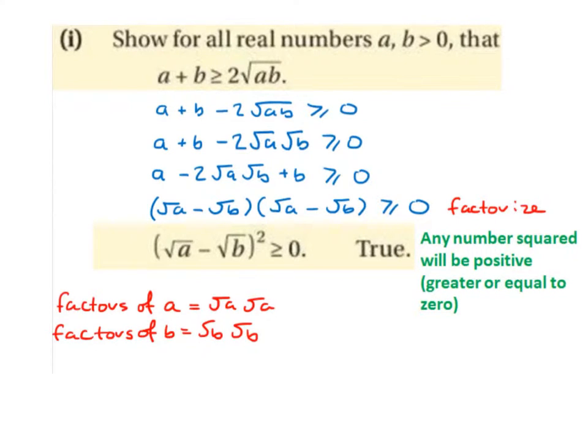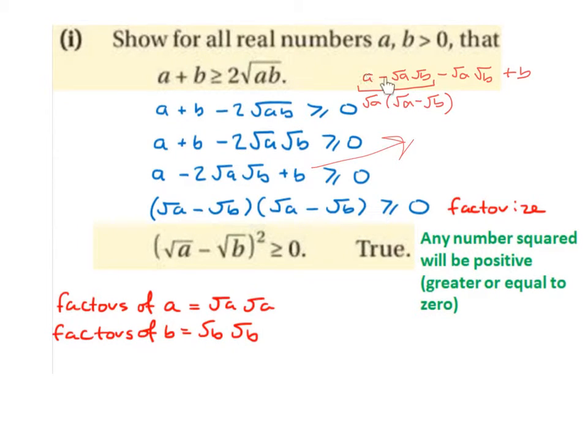So how did we factorize a minus 2 root a root b plus b? Well, we can break down the minus 2 root a root b to be minus root a root b minus root a root b. This is technically minus 1 root a root b and minus 1 root a root b, which would actually give us minus 2 root a root b. So we can break it down into 4 terms, and then what I'm going to do is factorize the first 2 and then factorize the second 2.